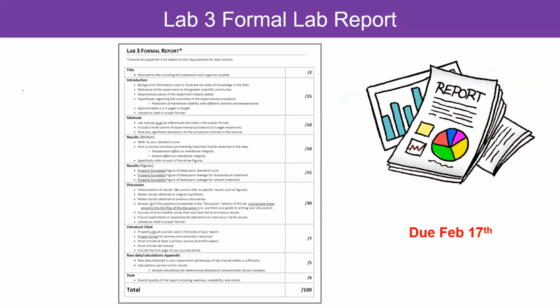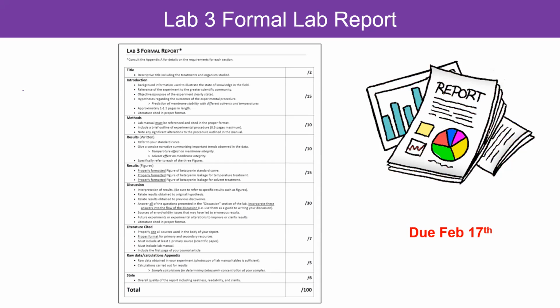The other reminder is that your Lab 3 formal report will also be due. I made a bit of a mistake. I realized just today that I had the due date for this as February 10th. So that's the day before the midterm. So what I'm going to do on the formal report is normally you get 2 weeks to do it. I'm just going to give you 3 weeks to do it.